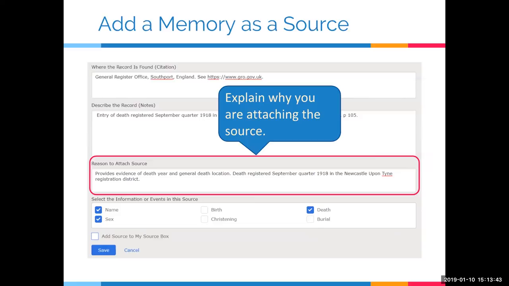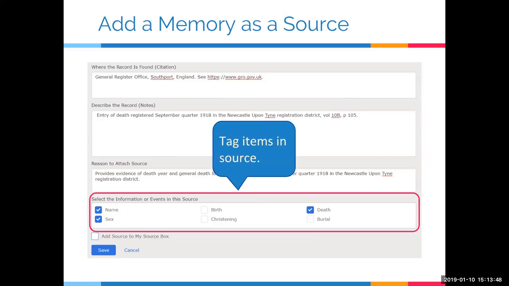So the next section allows us to tag items that are in the source. And often Family Tree will pre-tag this for us because it will know what the source is to a degree. It will say, okay, it looks like this source probably includes a name, probably includes the sex, probably includes the death. If it doesn't pre-tag it, the user has complete control over these checkboxes. So you just check and uncheck whatever makes sense.